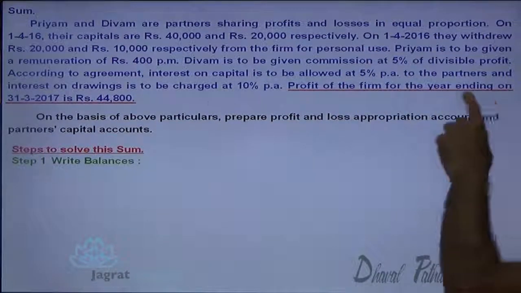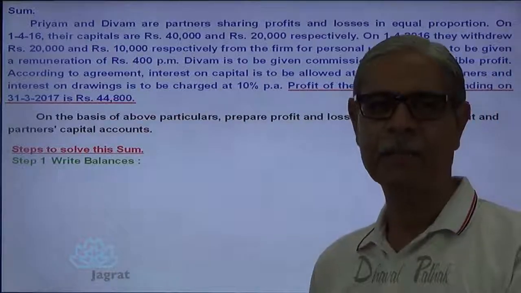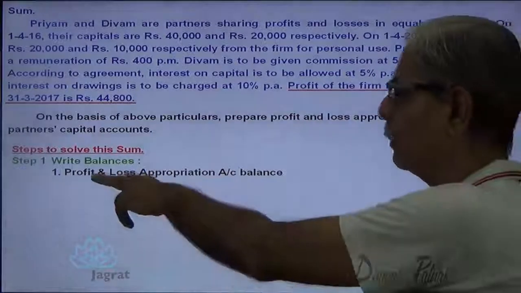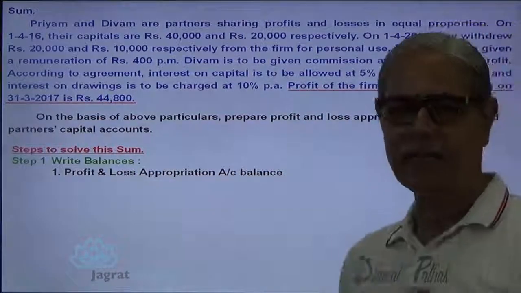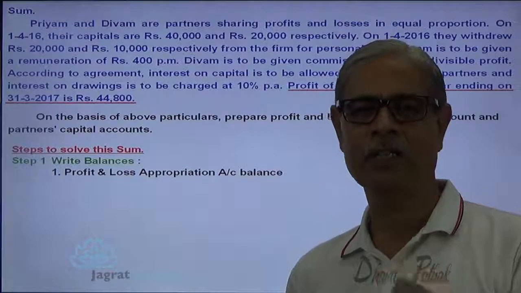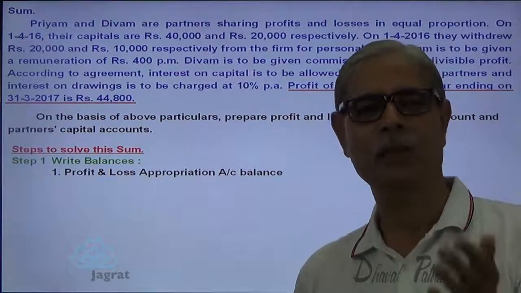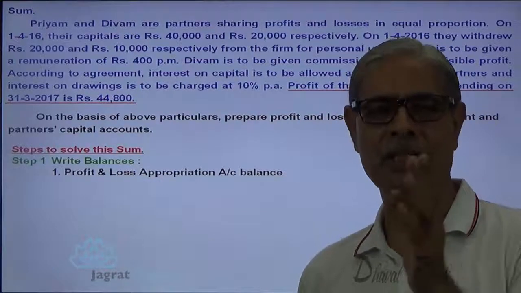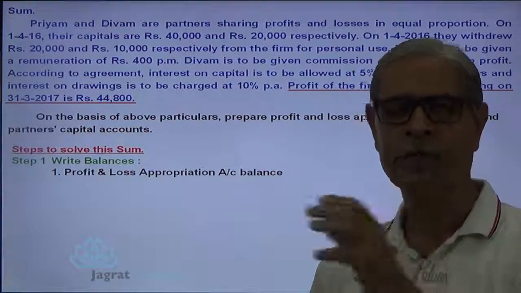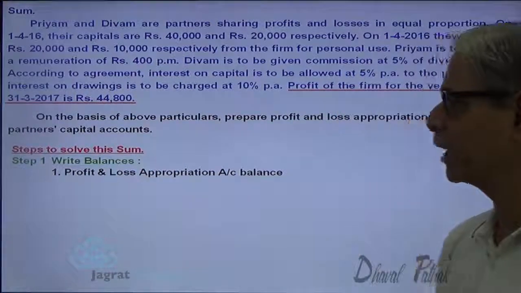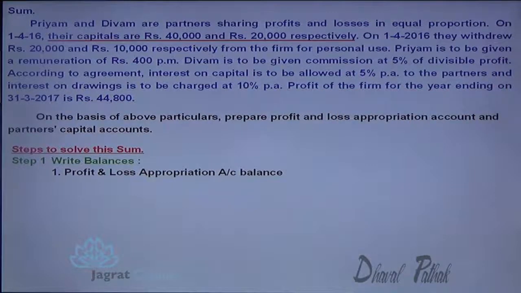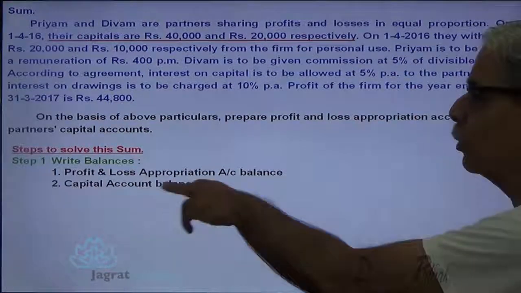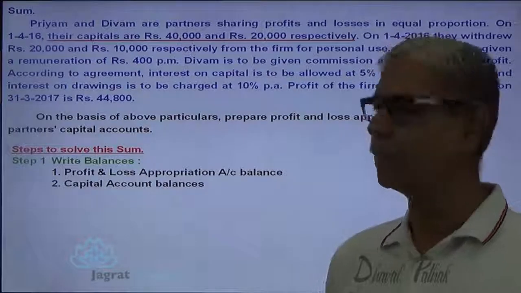So profit to be distributed will be credited first of all to the credit side of profit and loss appropriation account. So on the profit and loss appropriation account, on the credit side, write the balance of profit and loss account. The balance of profit and loss account is known as net profit. Net profit is required to be distributed. For distribution purpose, it is transferred or it is recorded on the credit side of profit and loss appropriation account. Second, these are the capital balances given to you, opening balance of capital. So capital account balances are to be recorded as opening balance in the capital account.